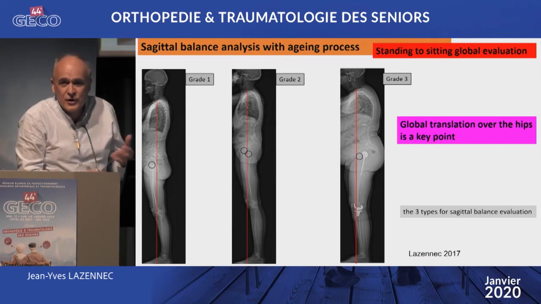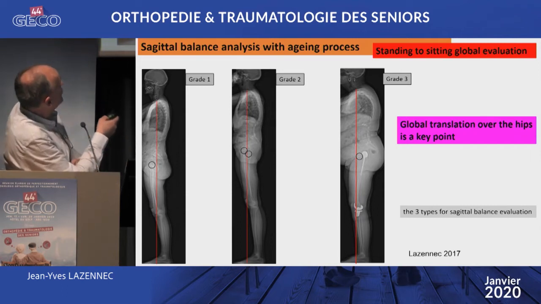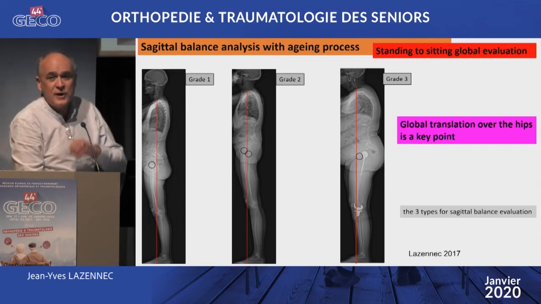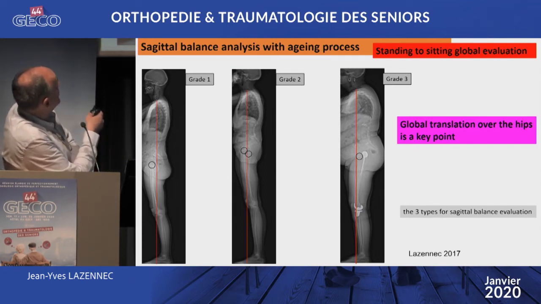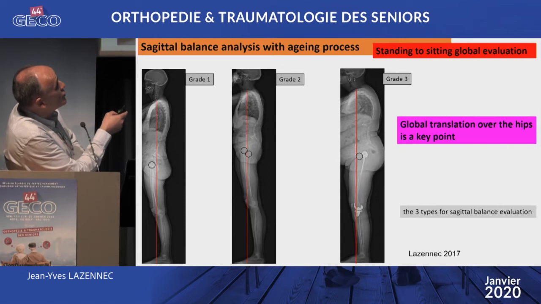So gravity line, which is described in young patients in a typical way with the plumb line, which will be behind the femoral head, doesn't work with aging patients. There are 3 types of orientation. You have the grade 1, where the line is in the back.